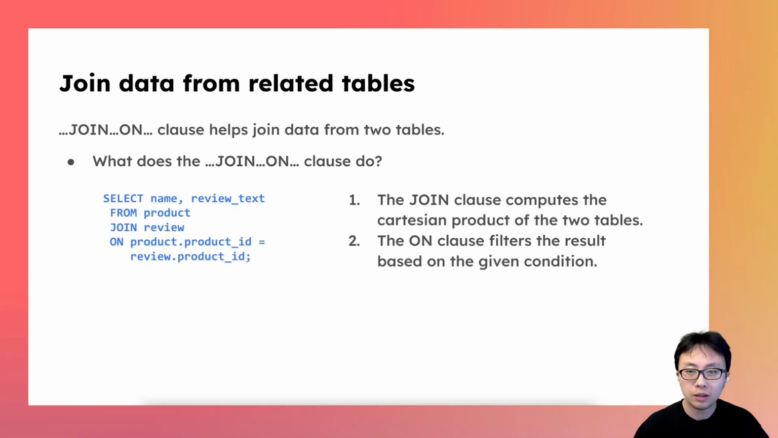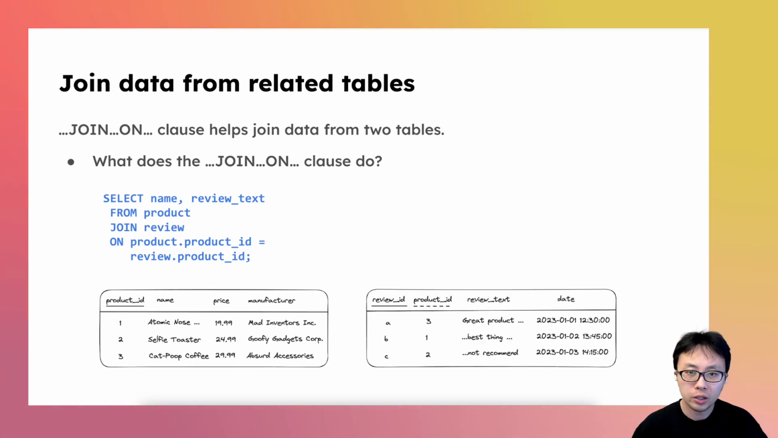What's the Cartesian product? The Cartesian product between two tables is the set of all possible combinations of rows from the two tables. Think about the product and the review tables. To produce their Cartesian product, you will grab every row from the product table, and then combine it with every row in the review table.